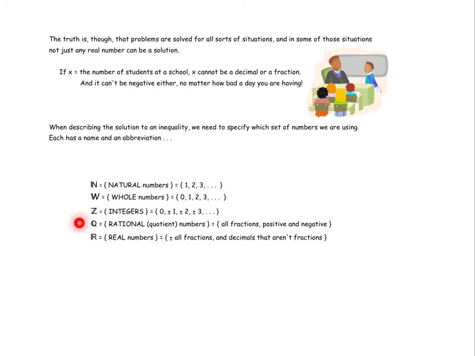The rational numbers are fractions, which is why they're called Q for quotient. Quotient is the answer to a division problem. All the fractions, positive and negative, are rational. And finally, we get to the real numbers, which include all the fractions, positive and negative, and all the decimals that are fractions and the decimals that aren't.